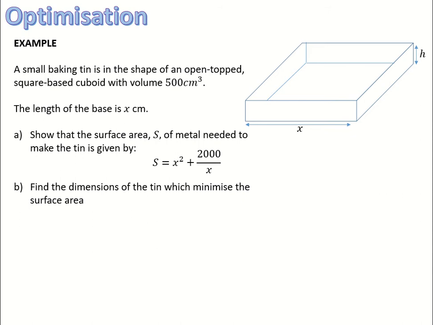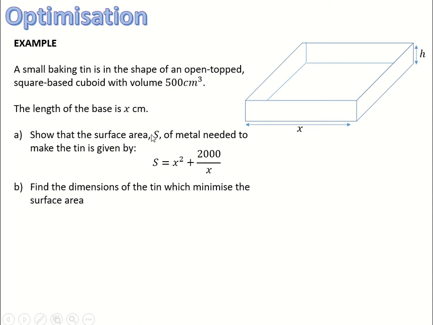And the fact that it's square-based and the fact that it's open-topped. If you have this written down, if you want this printed out, or if you're in an exam, then highlight these words because you're going to need them all. The length of the base is x centimeters. And you can see, hopefully, from this diagram that the height of it is h. It's not necessarily said in the question, but you can see clearly from the diagram that the height of the baking tin is h.